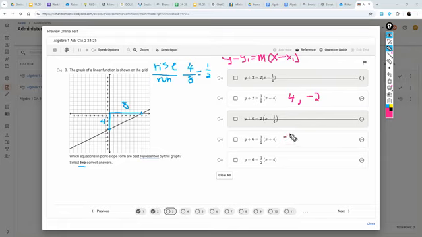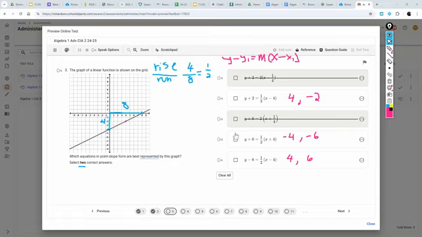This is going to be -4, -6. We got to see if that point is on the line. And then we got to see if the point 4 and 6 is on the line. So we got to look for those points. Now I see 4, -2. That is on the line.